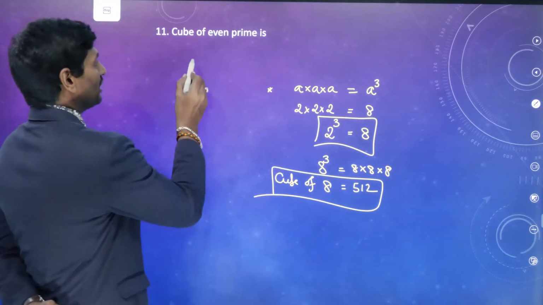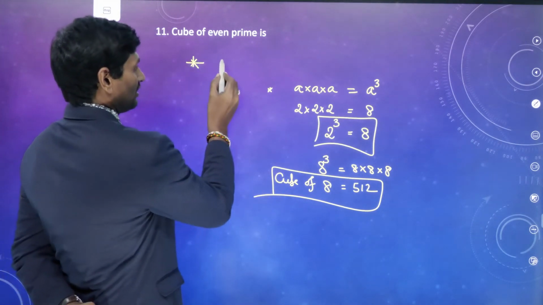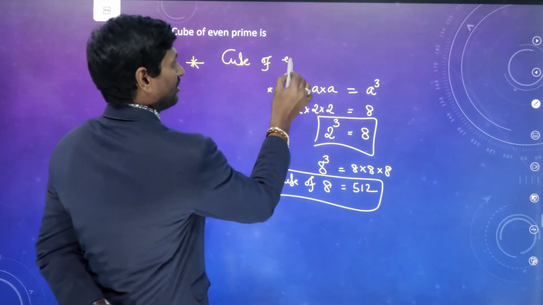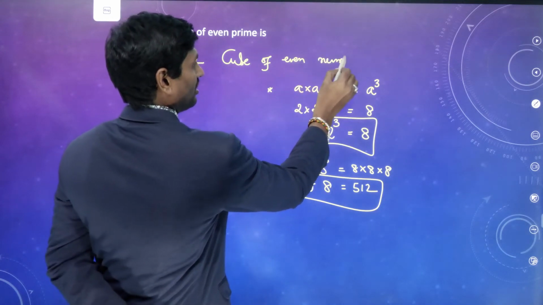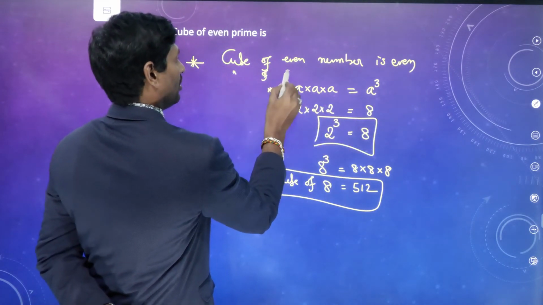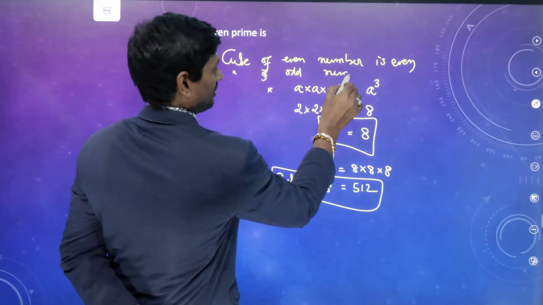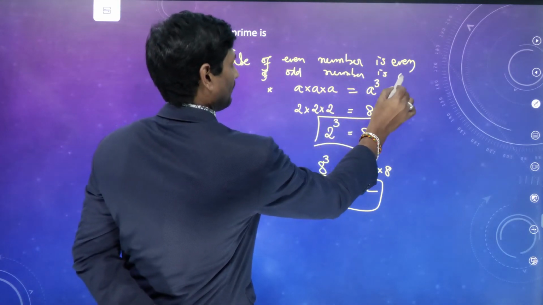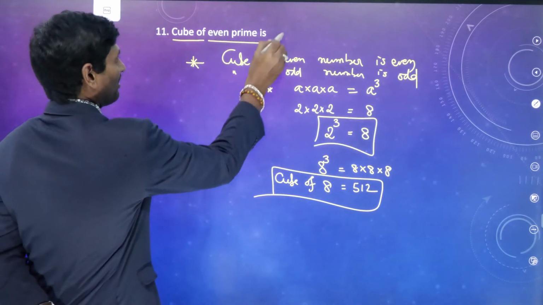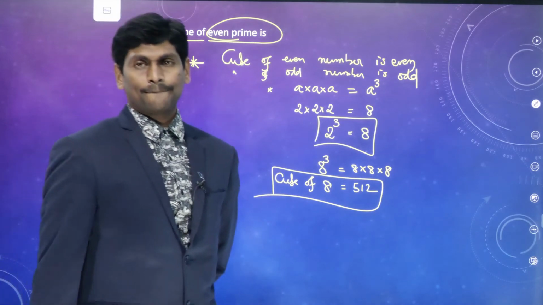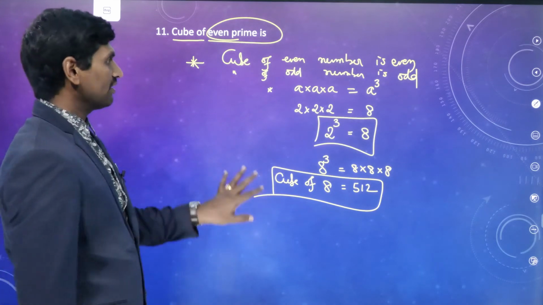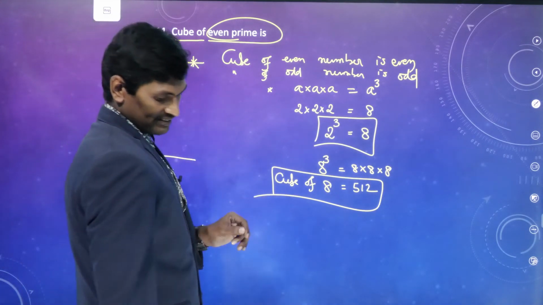That means a cube number is a number multiplied by itself 3 times. Now here, only 2 properties you have to remember: the cube of an even number is even, and the cube of an odd number is odd. So, the cube of an even number is even. You have to go through the options. Okay. Next.